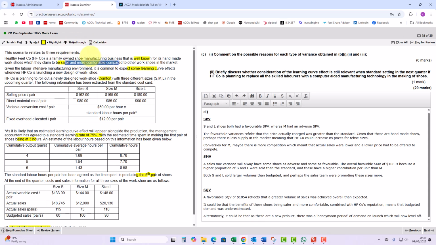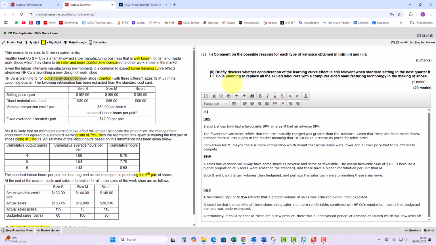I hope you can see that I've pulled in information from what I'm given here. I might have gone a bit far with this, maybe this is more than we need for 6 marks, but I've added this in. Alternatively, it could be that as these are a new product, as it says up here, there was a honeymoon period of demand on launch which will now level off. And that does happen. With new products, there's a lot of initial excitement, and so maybe the budgeted sales figures are more accurate if we were looking over a longer period, but they've benefited in this initial quarter because they're new.